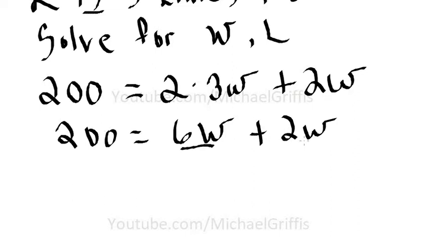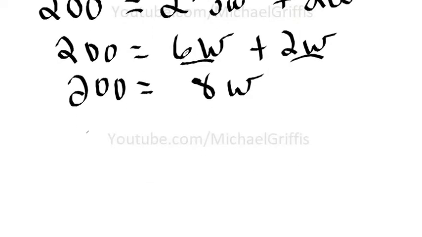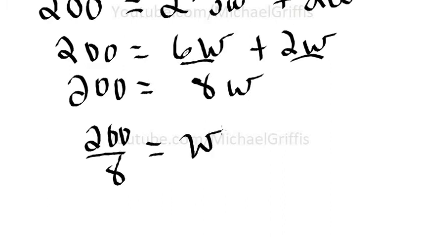Now we have like terms. Remember, these are like terms right here. So we can add their coefficients. 6, 7, 8W is equal to 200. All right, multiplying both sides by 1/8, we end up with 200 over 8 is equal to W, and of course we can reduce that down. 200 over 8 is, what is that? 200 over 8. I believe it's 25. Does anybody know the answer on that?